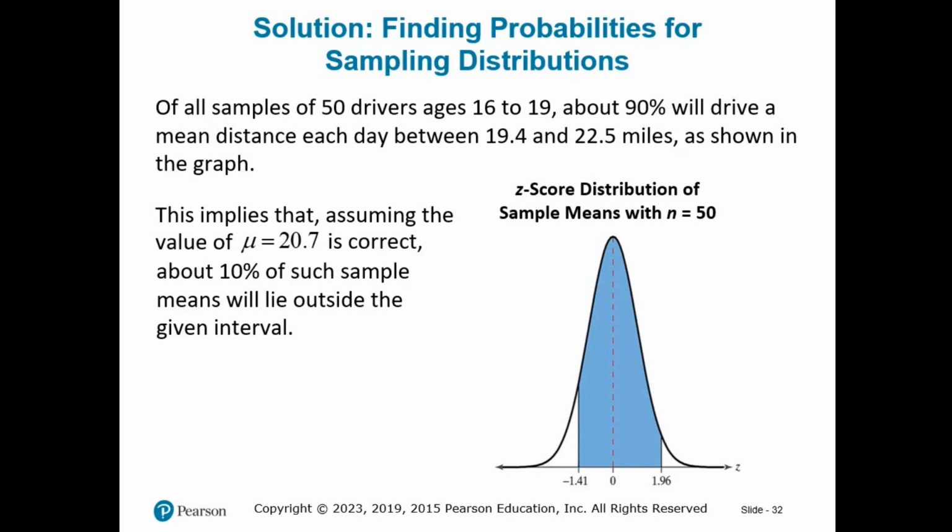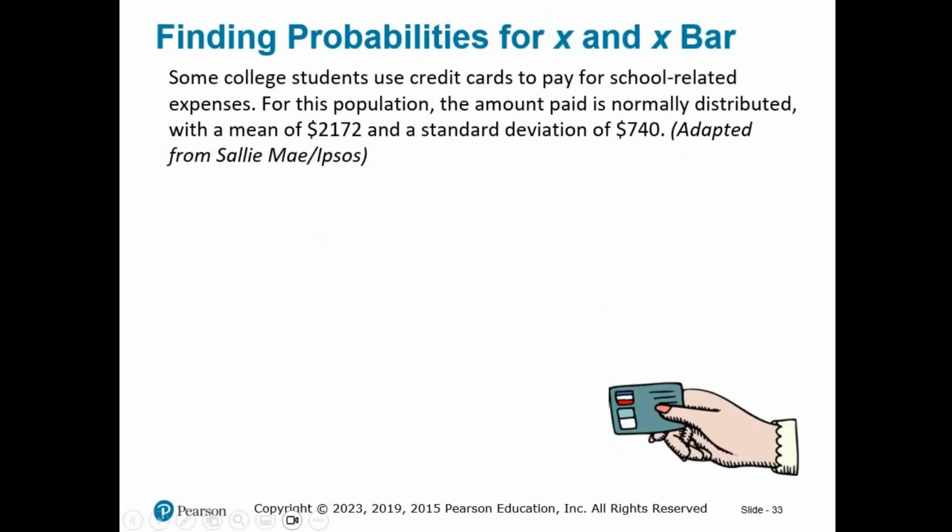Okay, let's do a different type of question. Some college students use credit cards to pay for school-related expenses. For this population, the amount paid is normally distributed with a mean of $21.72 and a standard deviation of $740.